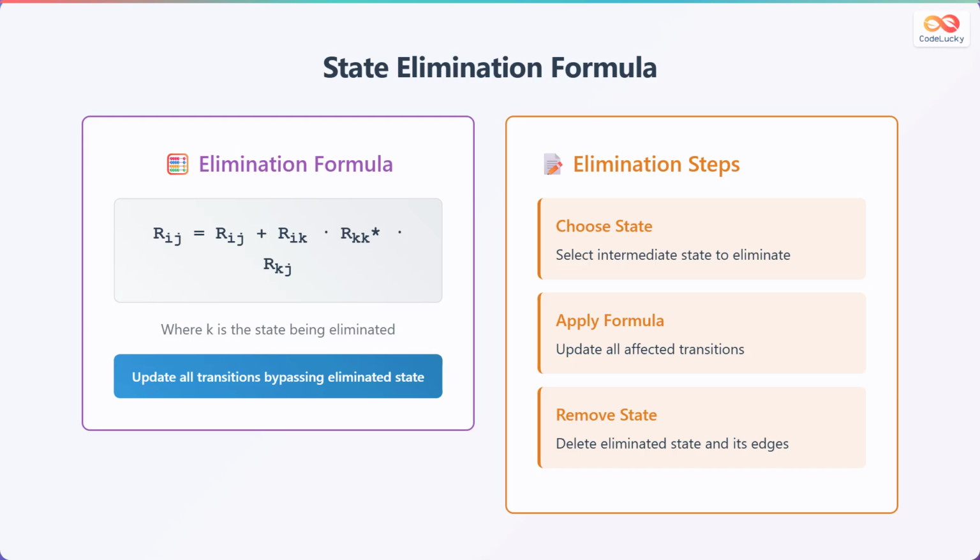Here are the elimination steps. First, choose a state. Select an intermediate state to eliminate. Second, apply the formula to update all affected transitions. Third, remove the state. Delete the eliminated state and its edges.